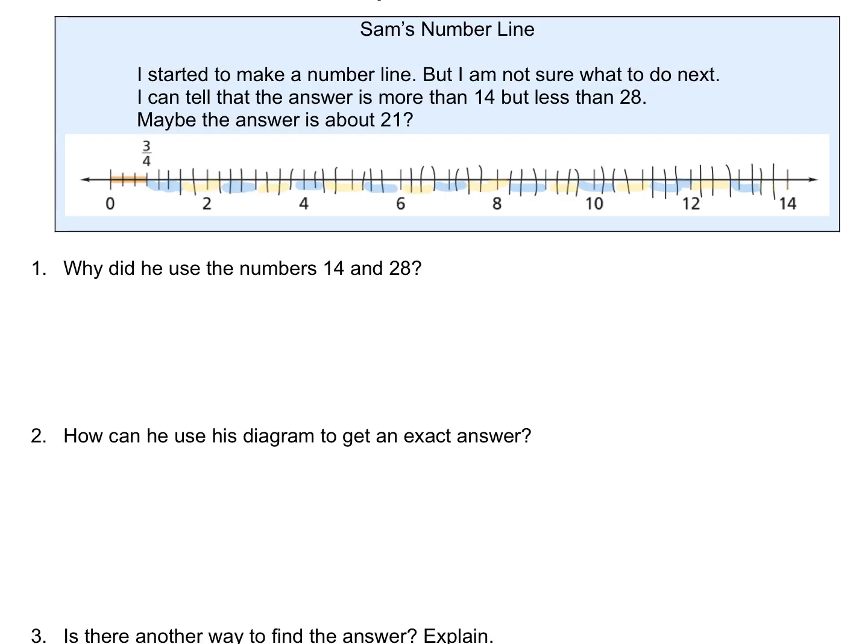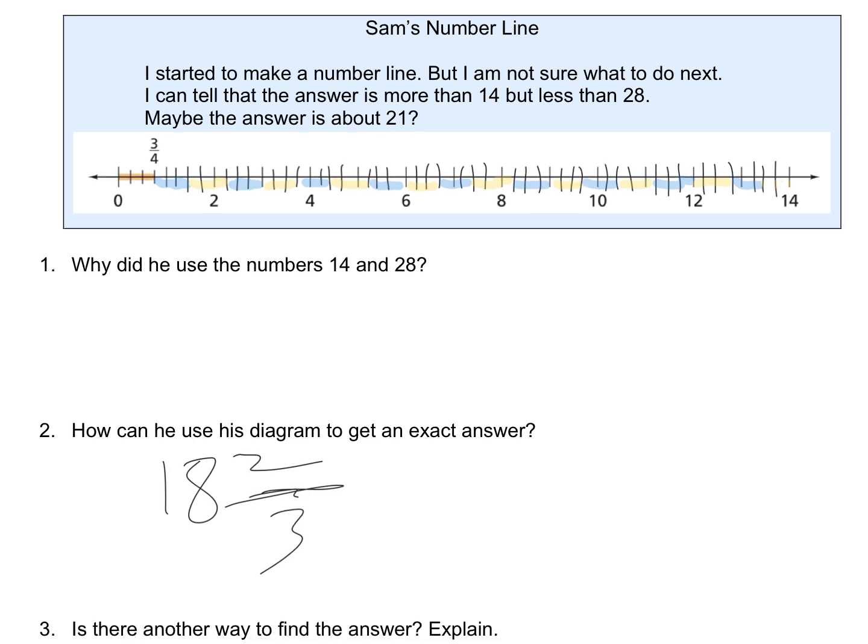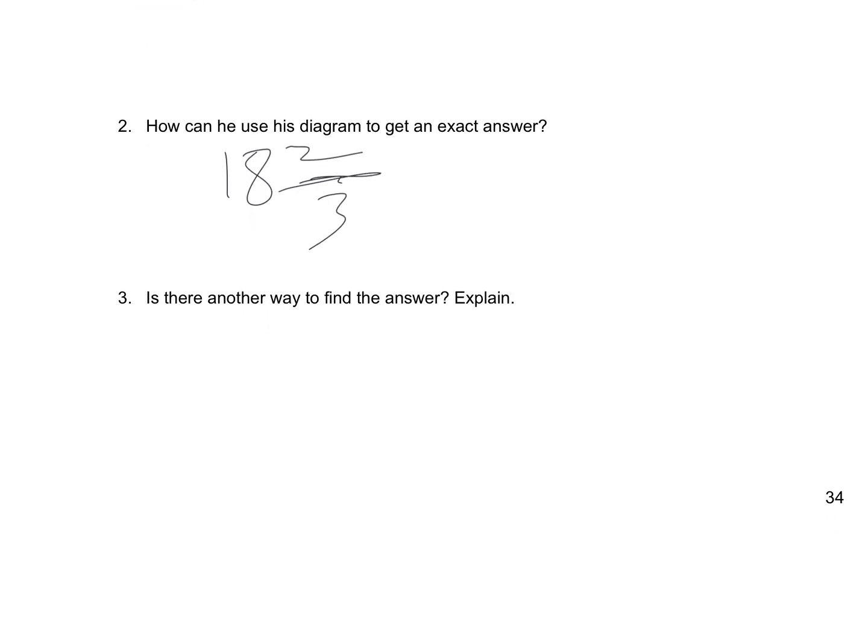All right, so I filled it in. So he's got 1, 2, 3, 4, 5, 6, 7, 8, 9, 10, 11, 12, 13, 14, 15, 16, 17, 18. There'd be 18, and then there's 2 left. So it'd be 18 and 2/3. So he had the right idea to think that it was over 14 and it was near 21. That's not bad. Now, it asks, is there another way that we could find the answer?